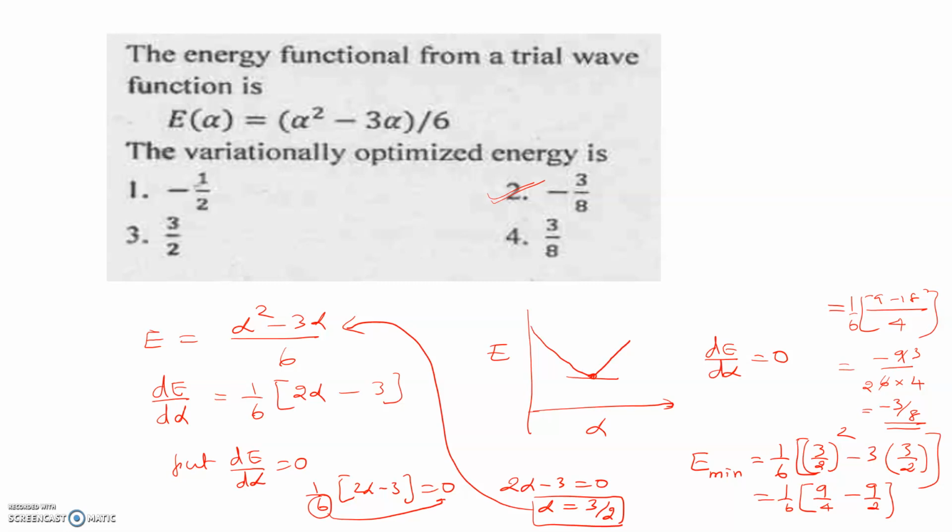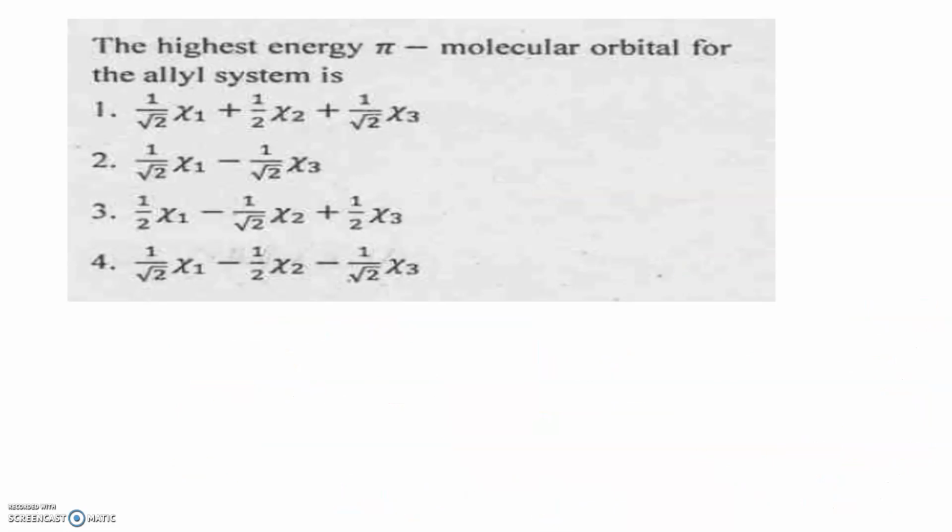Then I'll go to the next question. The question: the highest energy pi molecular orbital for allyl system is, listen, allyl system. Allyl system means it can be a radical, or a cation, or an allyl anion, whatever it is. You'll get 3 pi molecular orbitals in this case. I'll call this psi1, this is psi2, and this is psi3. You know very well the ground molecular orbital, where this value is 1.